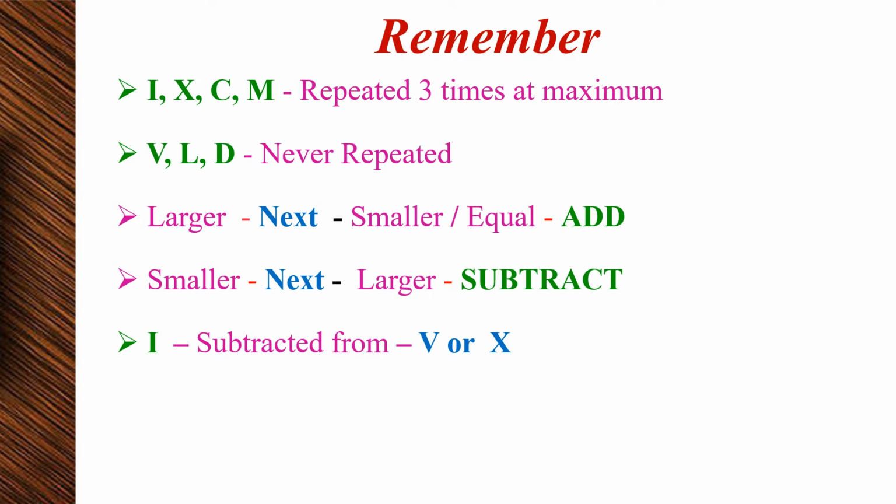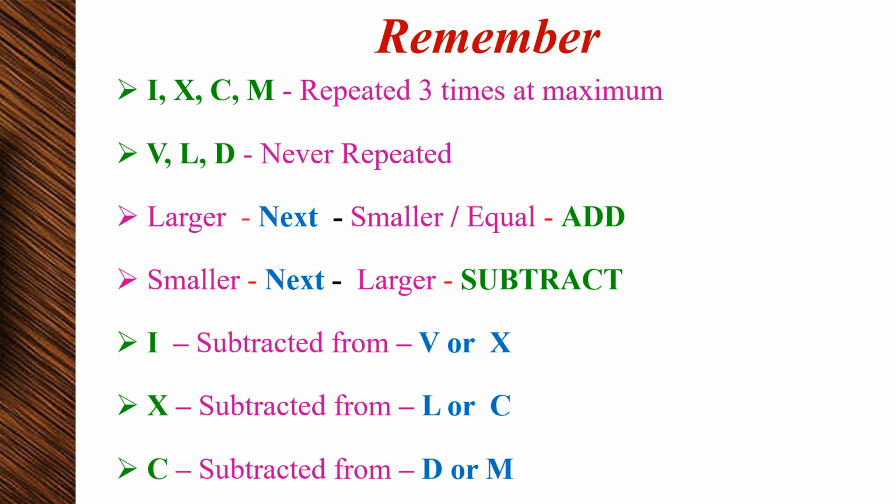Then fifth one, I is subtracted from V or X. X is subtracted from L or C. C is subtracted from D or M. So, keep these points in mind while using Roman numerals.